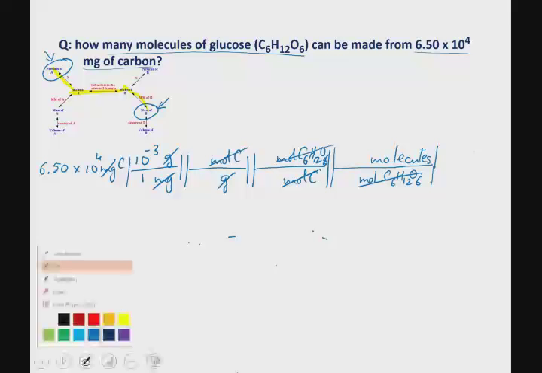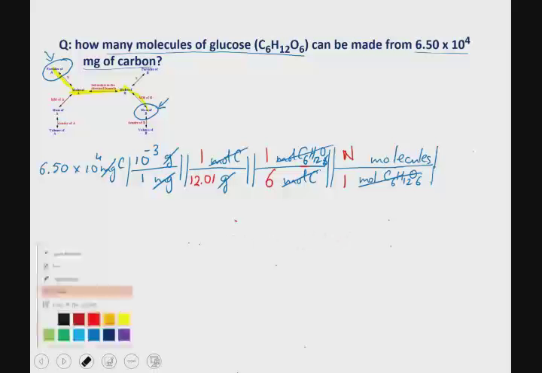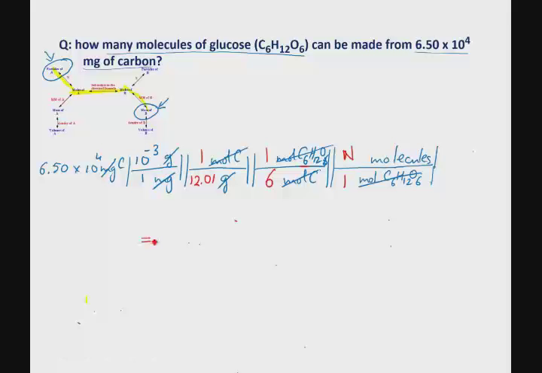Putting the numbers down, and once again, please make sure you understand where these conversion factors come from. We know from the molar mass of carbon that 1 mole of carbon has a mass of 12.01 grams. We know from the chemical formula that 1 mole of C6H12O6 has 6 moles of carbon because of the subscript 6. And we also know that 1 mole of glucose contains Avogadro's number of particles. Okay, so now since we've set up the problem in order to calculate the molecules, go ahead.